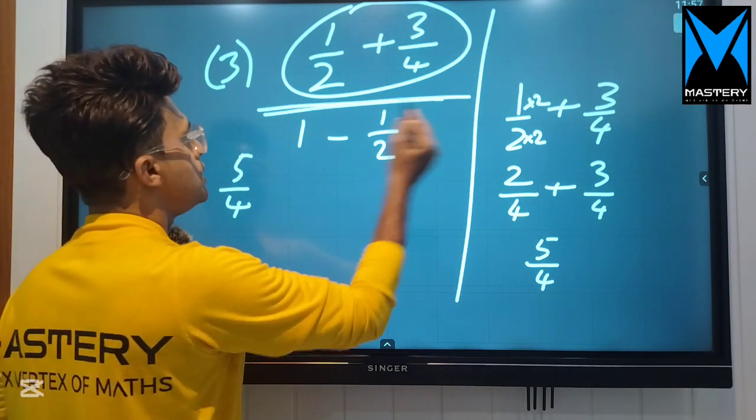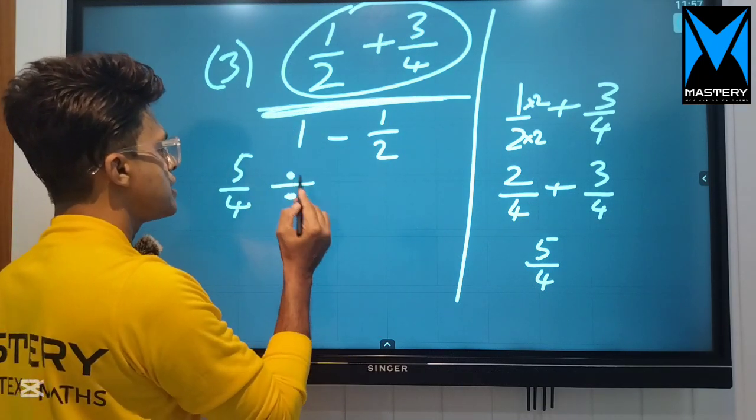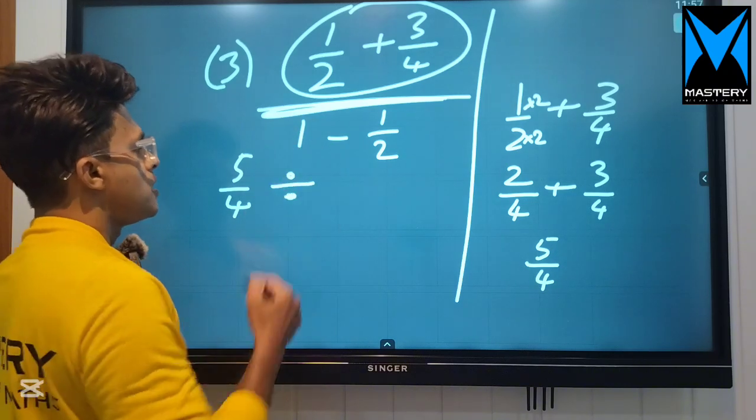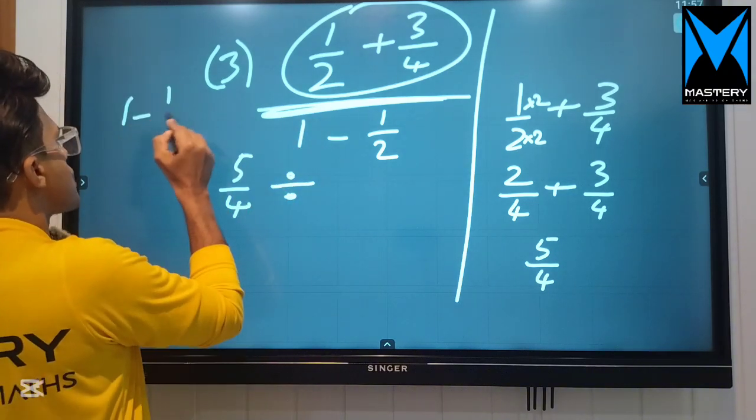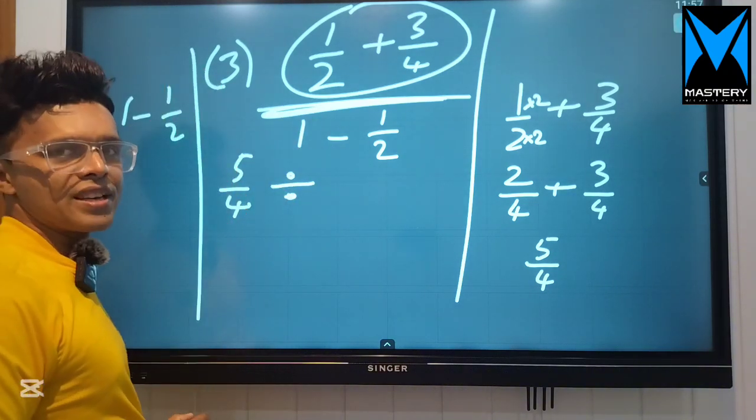5 over 4 is divided. This is the division, right? Divided by 1 minus half. Really, you are able to get the answer here instantly.